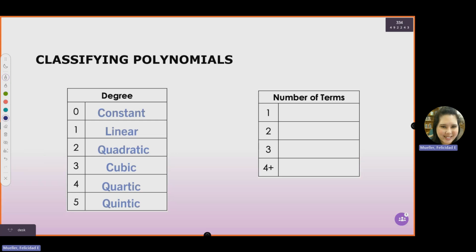Typically, though, I would say that once we get to powers 4 and above, we usually just say to the 4th power, to the 5th power. But just know that if they are referencing quartic or quintic, they are going to mean 4 or 5.